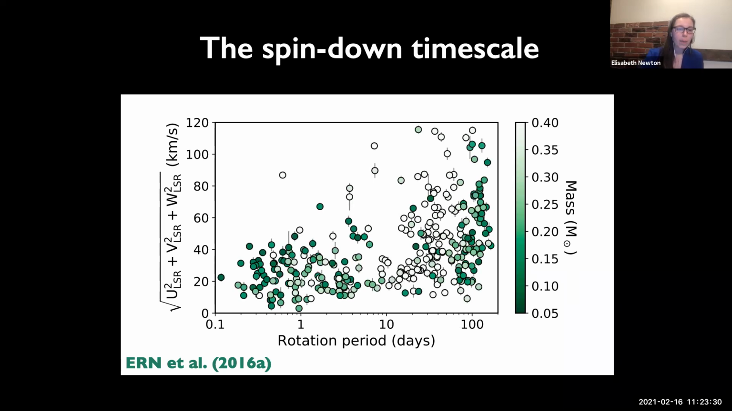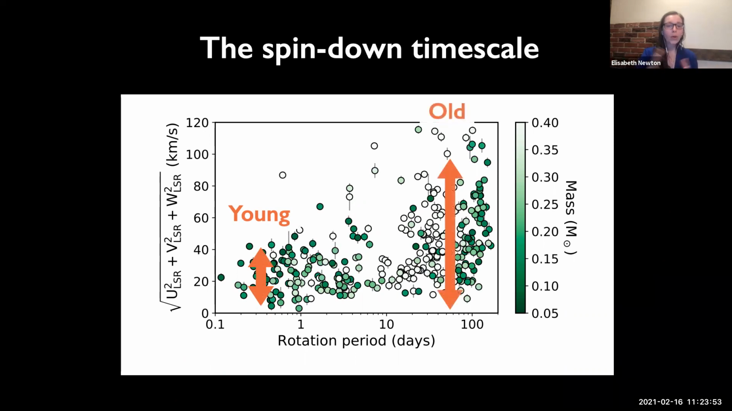These are the data color-coded by stellar mass. And what you can see is that there is definitely a change in the space velocities as a function of time. Our rapidly rotating stars have a narrowly constrained range of velocities, which is indicative of a young stellar population. Our older, longer period sample has a much wider range of space velocities, which is indicative of a much older sample.